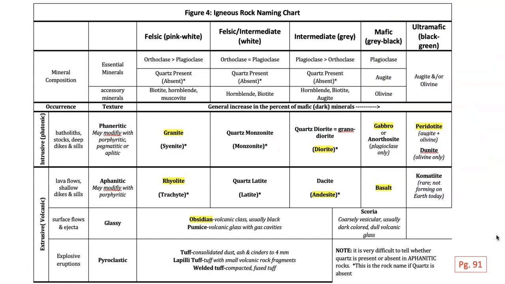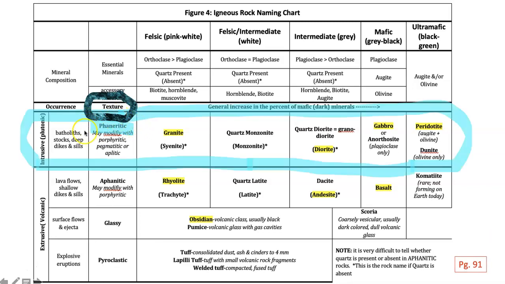This is figure 4 from your lab. And it shows this idea of texture over here in this column. The first texture you're going to look at are the coarse-grained or phaneritic. And this entire row represents those rocks. Notice that the names in yellow are the ones that you're going to look at for this lab. I'm not going to ask you to learn all of these different names because I just don't think we have time. So you're going to be looking at coarse-grained rocks such as granite, diorite, gabbro, and peridotite.